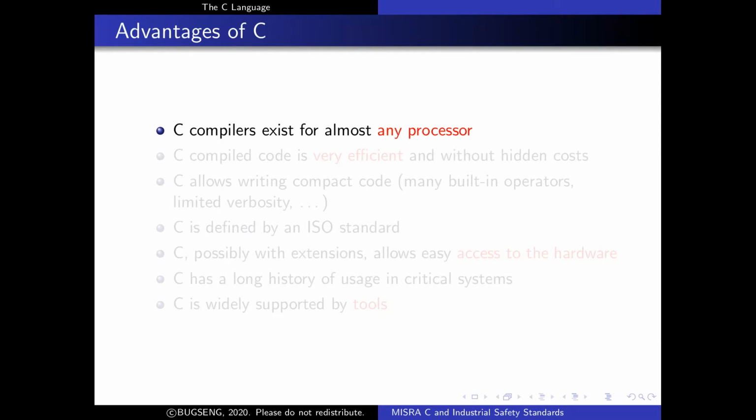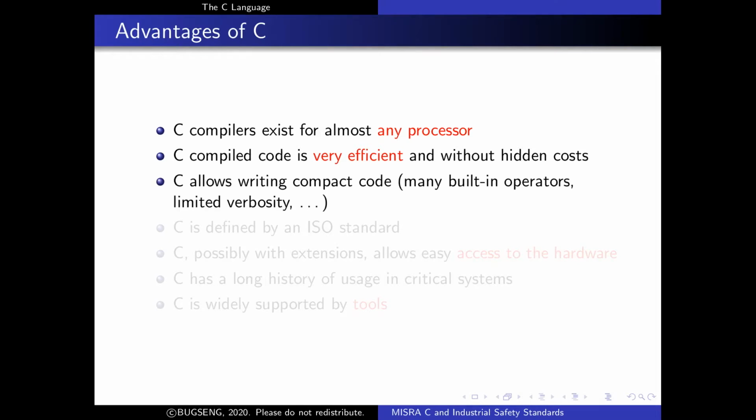And there are very strong economic reasons for this success. First one is that C compilers exist for almost any processor, from the tiny devices to supercomputers. C compiled code is very efficient and without hidden costs. Without hidden costs, I mean that, setting aside that important topic of multi-core, a C programmer looking at the code can more or less guess how much it takes to execute a fragment. C allows writing compact code. There are many built-in operators, and with limited verbosity, you can express quite complicated things.